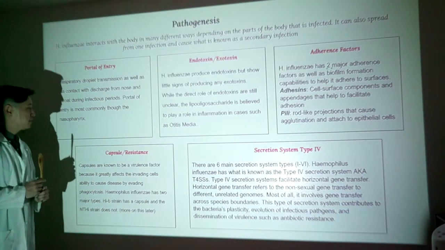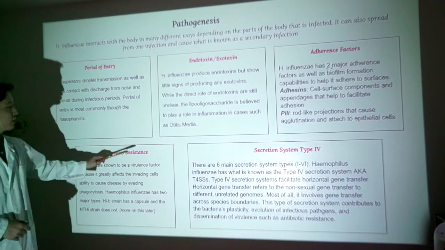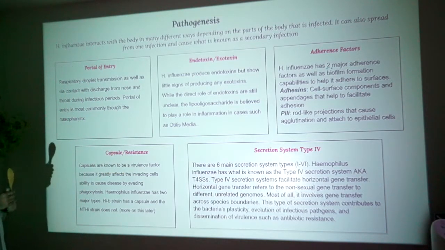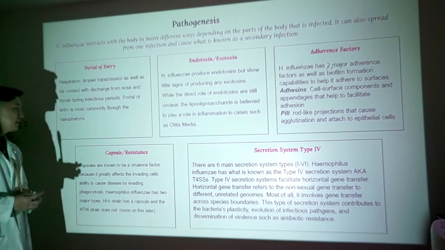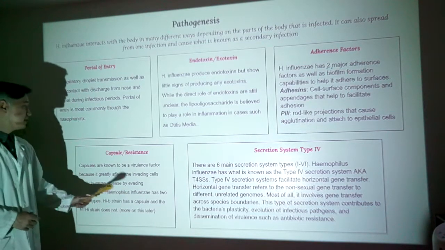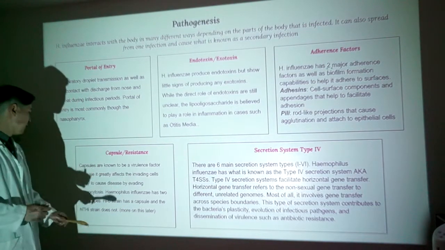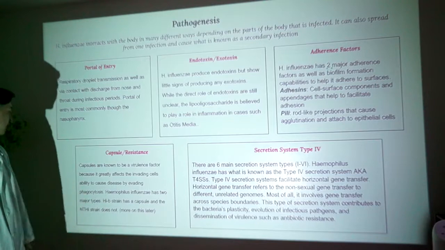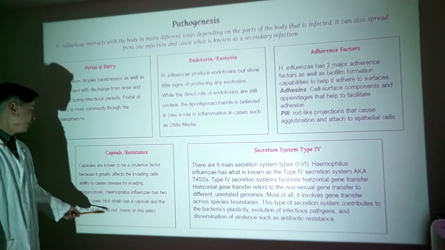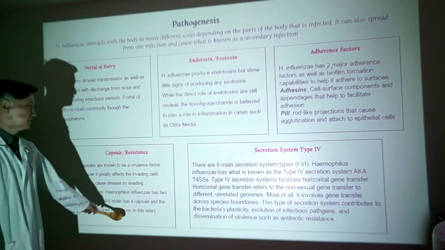Now we will talk about capsule and resistance. I grouped these two together because the capsule has a direct correlation with resistance. Capsules are known to be a virulence factor because they greatly affect the invading cell's ability to cause disease by evading phagocytosis. Haemophilus influenzae has two major types: the Hib strain, which has a capsule, and the NTHi strain, which does not. NT stands for non-typable Haemophilus influenzae, and Hib just refers to the Haemophilus influenzae B strain. There is more on this later.